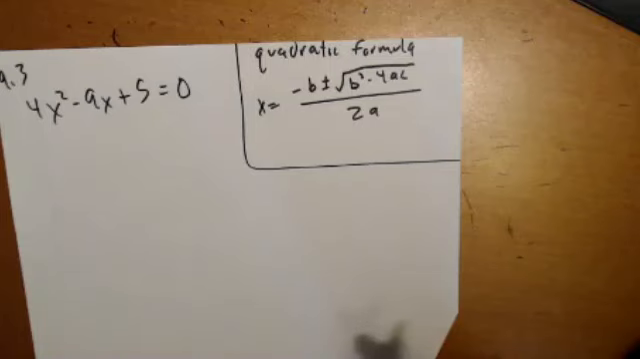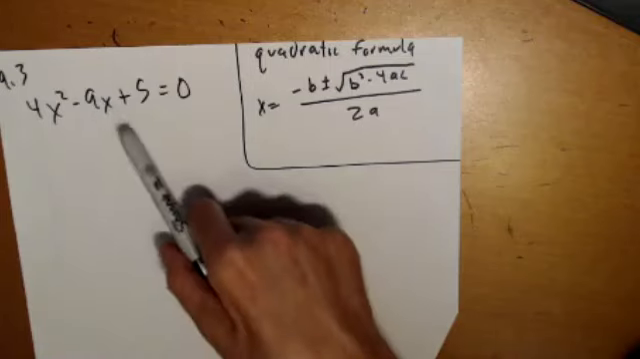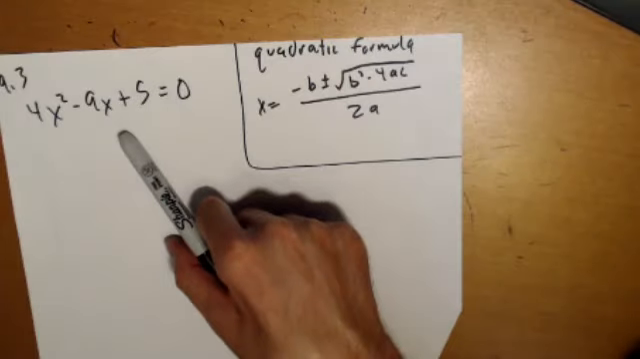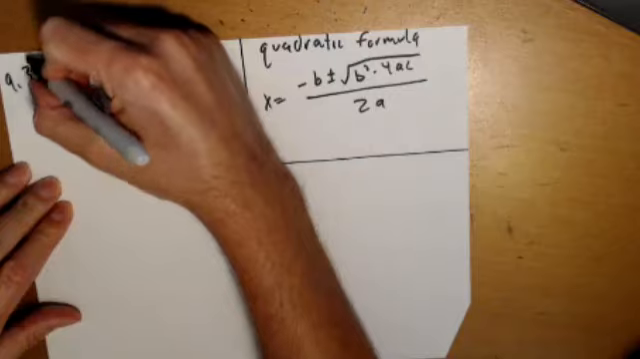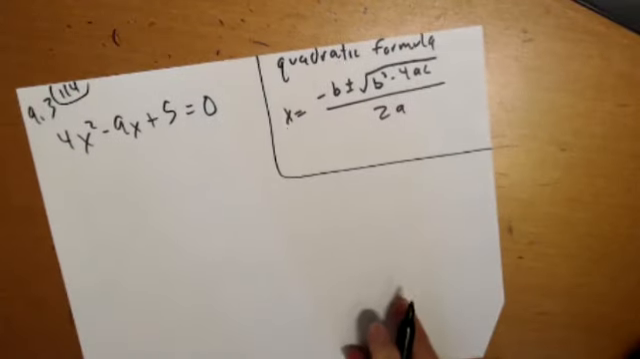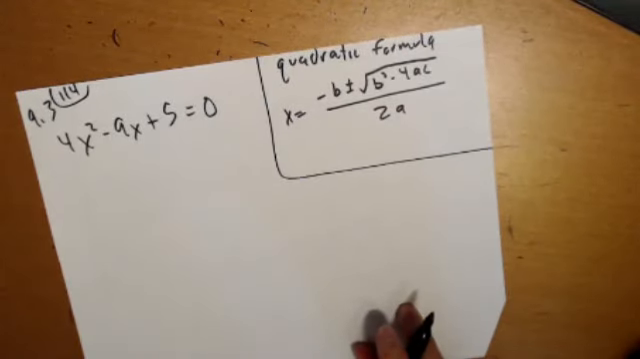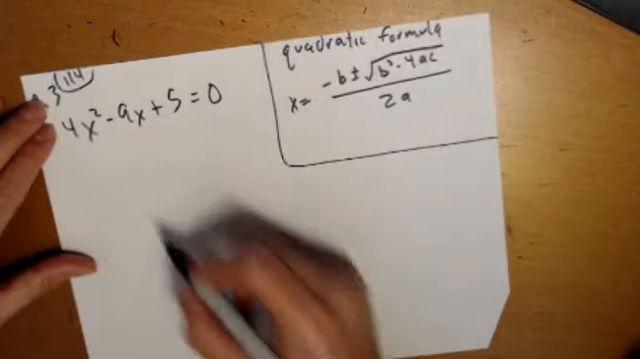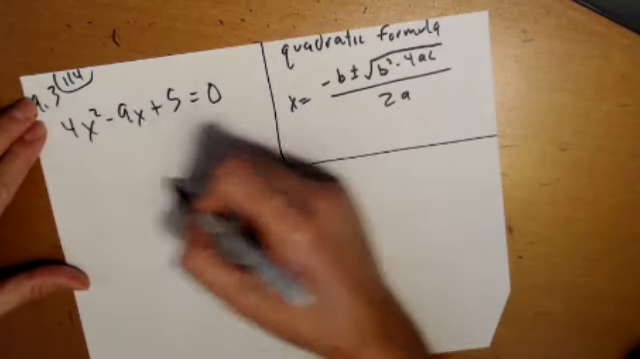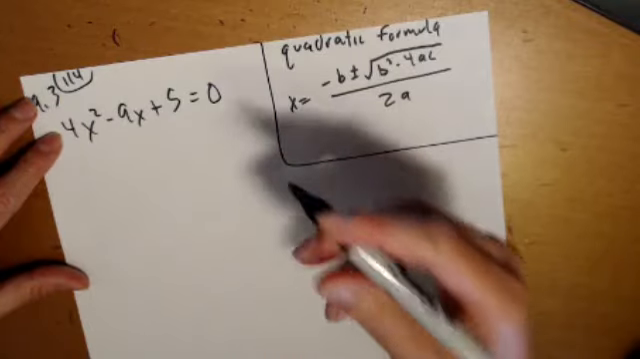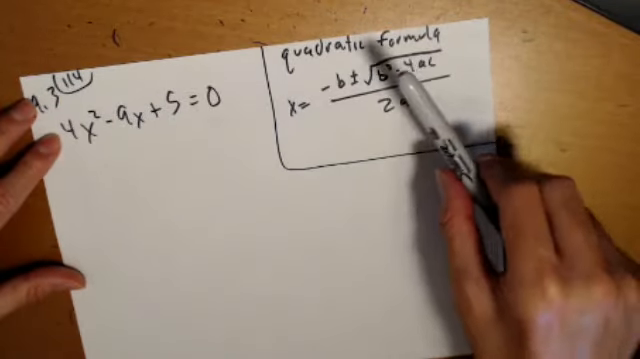Problem number 9.3. I wrote it down. What was this one? Problem number 114. Let's see. They use the letter n. I switched it to x. It doesn't matter. So rather than doing the x method, the x method sometimes doesn't work. Sometimes it works. But the quadratic formula is cool because it always works.